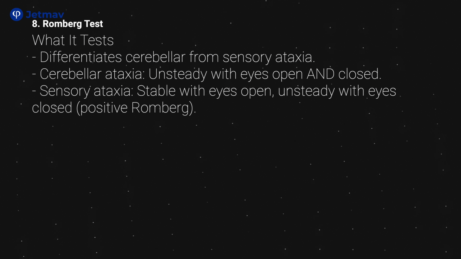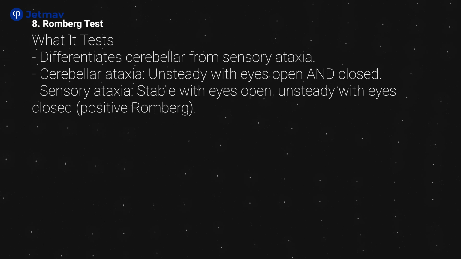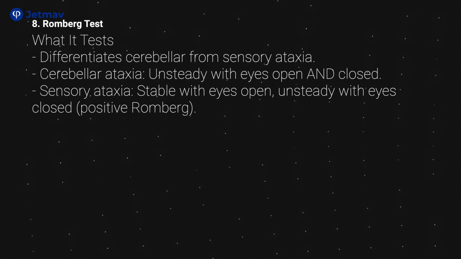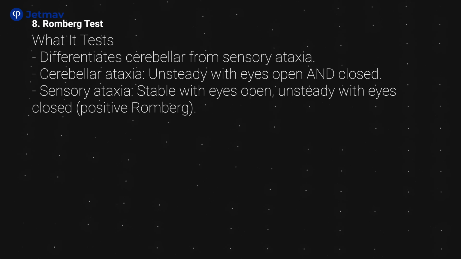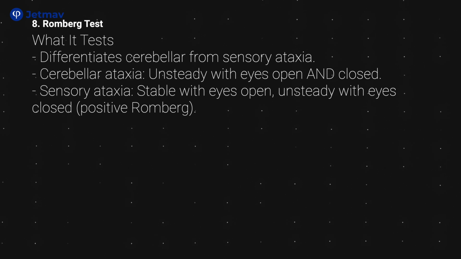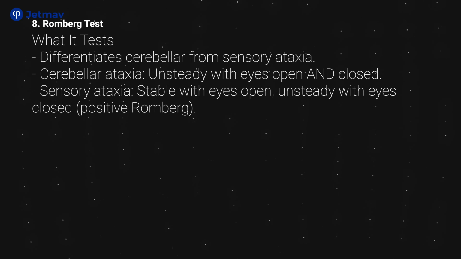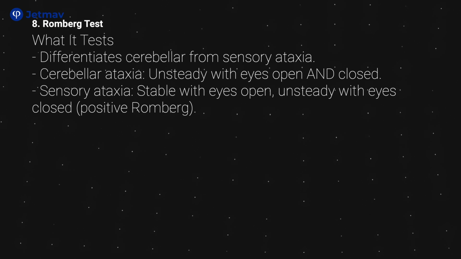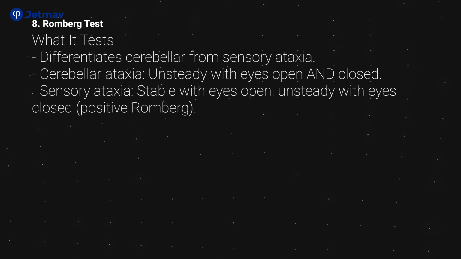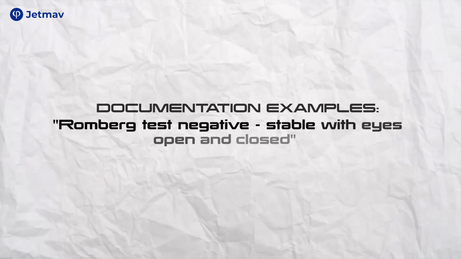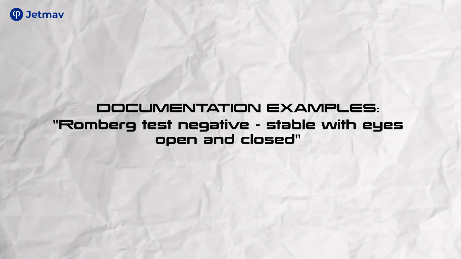Now, like we said earlier, we use this Romberg test to differentiate whether ataxia is cerebellar or sensory. In cerebellar ataxia, the patient will be unsteady with the eyes open or closed. Whereas in sensory ataxia, the patient will be stable with the eyes open, but unsteady with the eyes closed. This is what we call the positive Romberg, and it is due to sensory ataxia. Whereas in cerebellar ataxia, even before the eyes are closed, the patient will be unsteady. Our Romberg test was negative, as our patient was stable with the eyes open and closed.